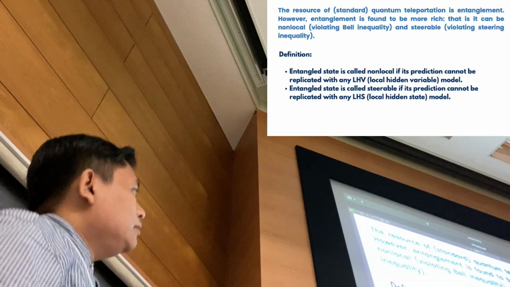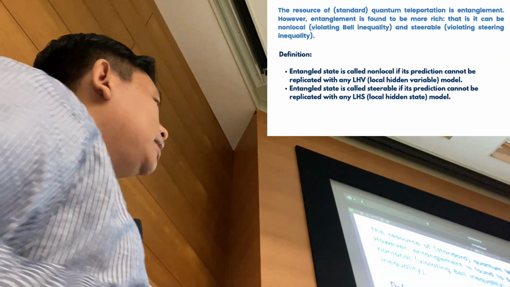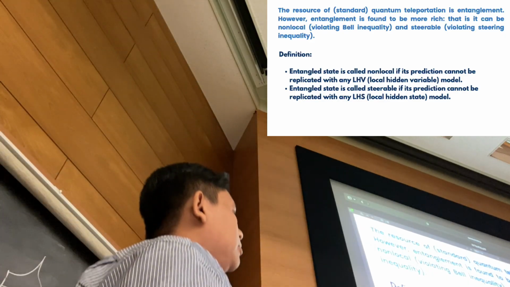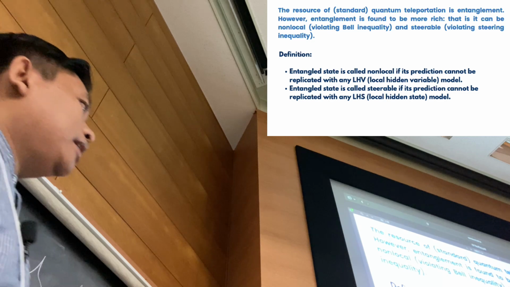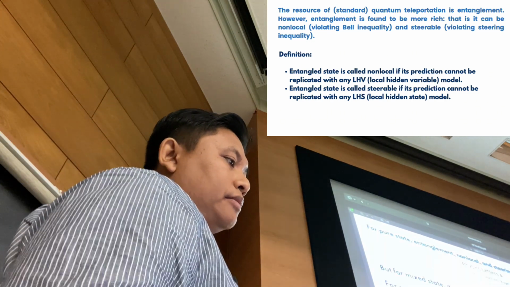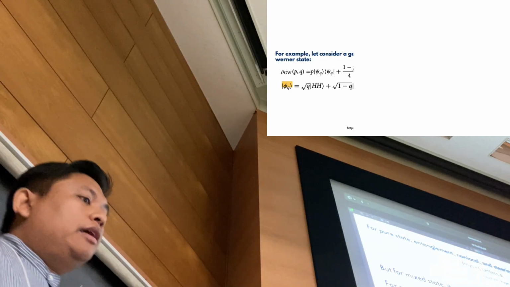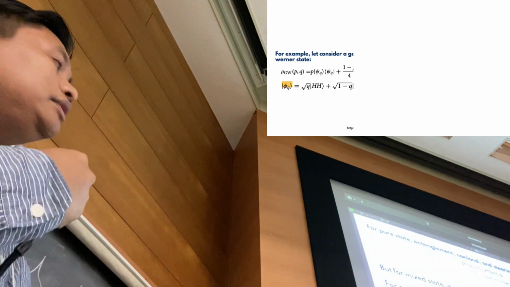By definition, an entangled state is called non-local if its prediction cannot be replicated by any LHV, local hidden variable, model, and an entangled state is called steerable if its prediction cannot be replicated by any LHS, local hidden state, model. For pure states, entanglement, non-locality, and steering coincide. But for mixed states, they are differentiated.